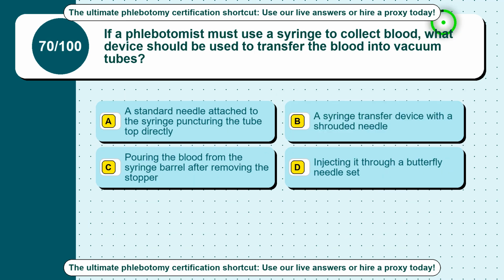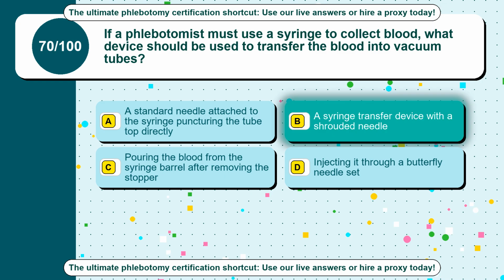Question 70. If a phlebotomist must use a syringe to collect blood, what device should be used to transfer the blood into vacuum tubes? Option A, a standard needle attached to the syringe puncturing the tube top directly. Option B, a syringe transfer device with a shrouded needle. Option C, pouring the blood from the syringe barrel after removing the stopper. Option D, injecting it through a butterfly needle set.